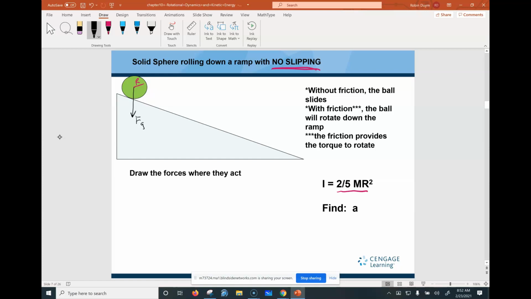The normal force is going to be from here, perpendicular to the ramp. Now remember, it's not like a normal free body diagram because this is actually drawing the forces where they act. Now, both of these go right through the axis, so how much torque do they produce?